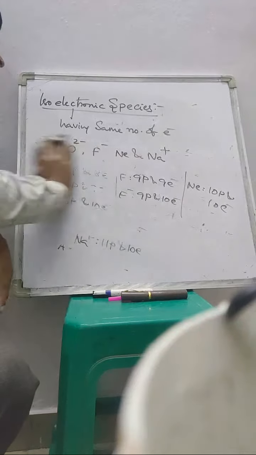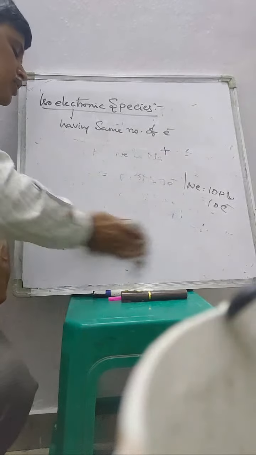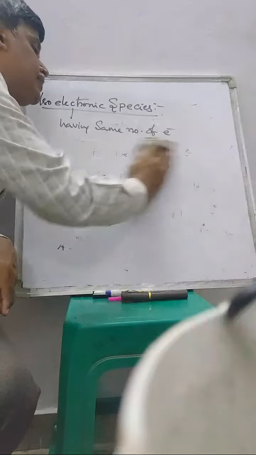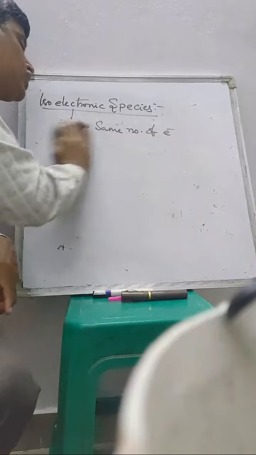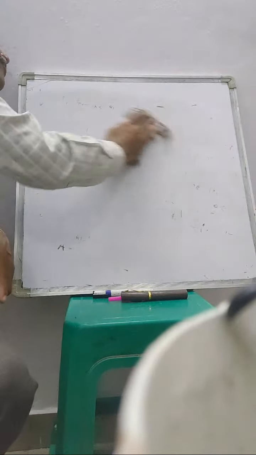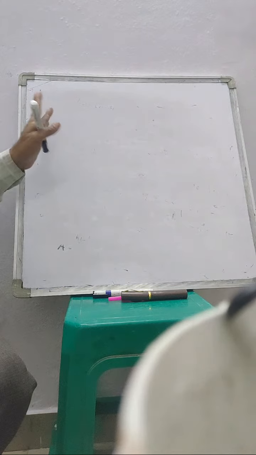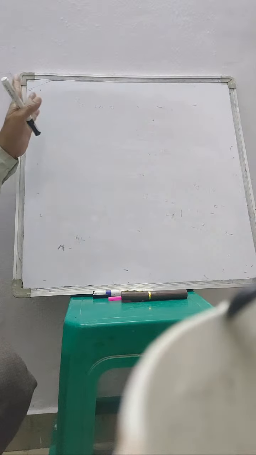So here, from an atomic structure point of view, if they want to ask easy questions, they may ask which of the following pairs are isoelectronic, or select the isoelectronic pair among the following species. Like this, the question will be asked. So this is regarding isoelectronic species.